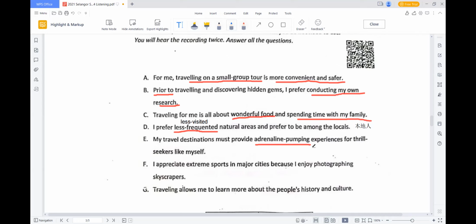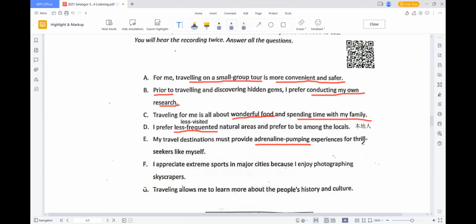Adrenaline pumping experience. If you go traveling or go for any hobbies or any adventure, right, you can use this word in your writing or speaking. Adrenaline pumping experience, because this one will boost your marks also if you use adjectives to describe any noun. Either experience, either adventure.